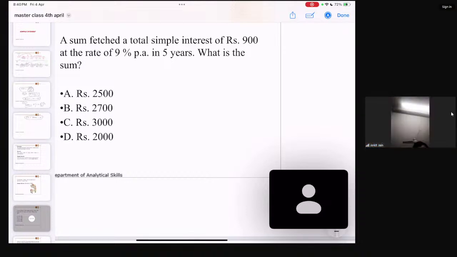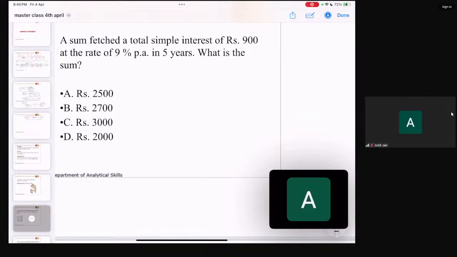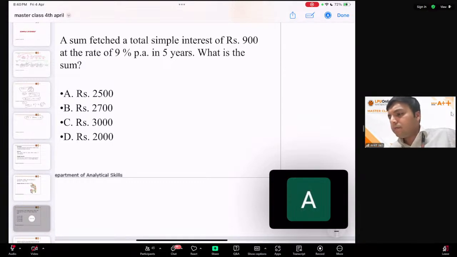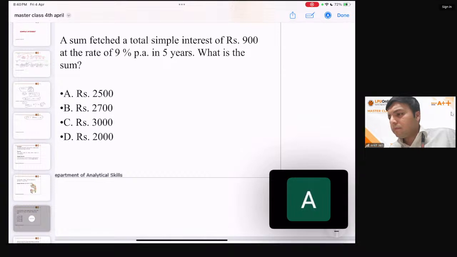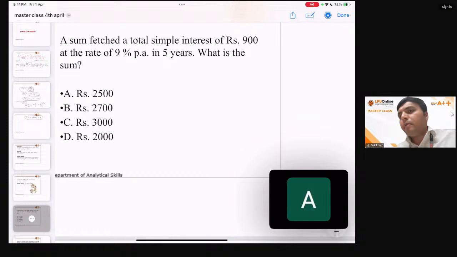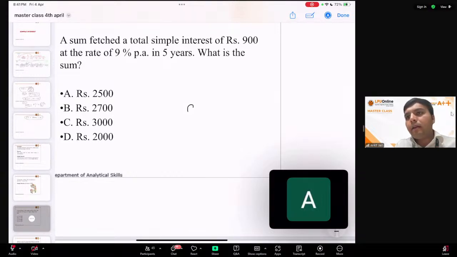Rate is given 9%, and time is 5 years. So what is the sum? Simple interest is PRT by 100. This simple interest is given 900.